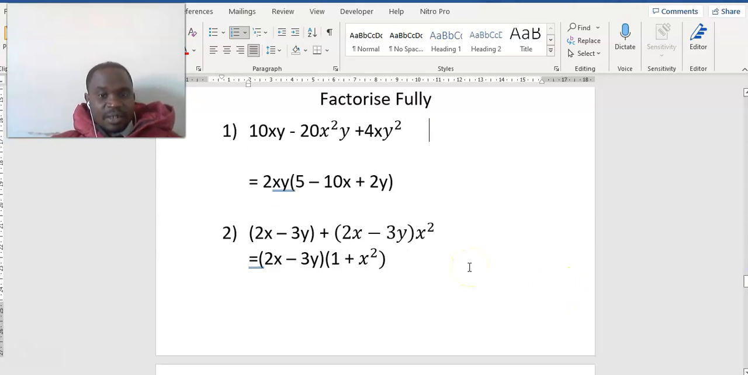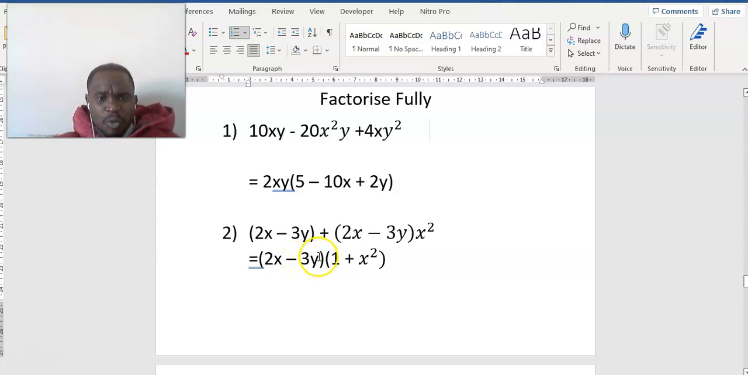Let's look at another one. So we have 2x minus 3y plus 2x minus 3y. The same. So it's a factor. So you write it as a factor. Alright, you want to factor it. That's the question. Factorize it. So it's a factor. You write it. This one. Then into bracket. This divide this. Is what?